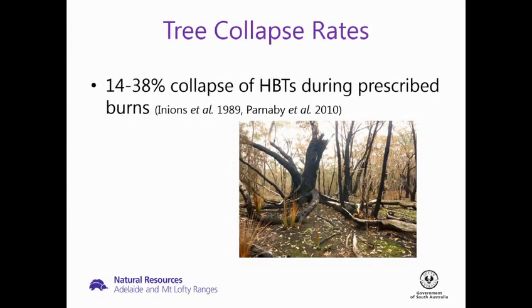So what's known about tree collapse rates? Well, up until recently, there were only really 2 papers that talked about tree collapses in prescribed burns, and they estimated collapse rates between 14 and 38%. But as you'd appreciate, 38% of hollow-bearing trees is pretty significant.